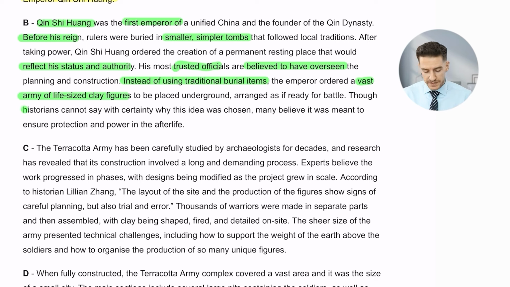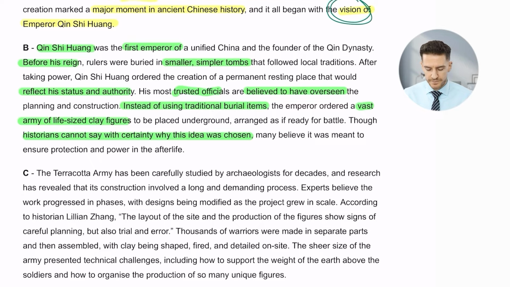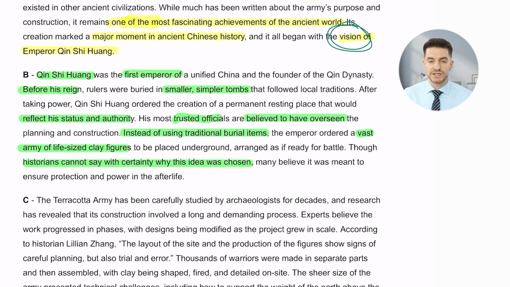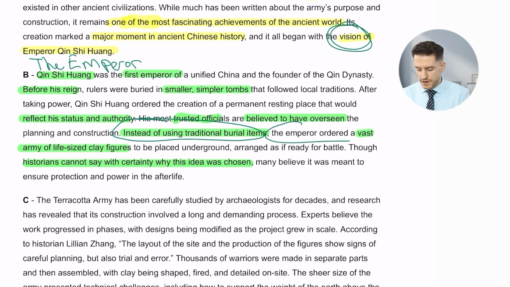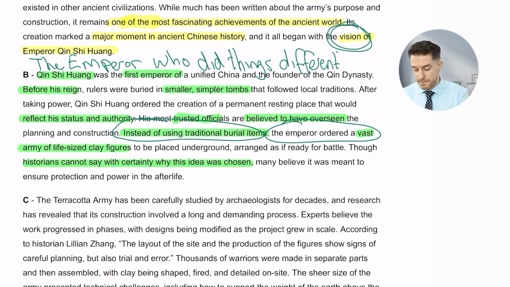So this could be important. Historians cannot say why this idea was chosen. When I look at this paragraph, what I think about is it's talking about Qin Shi Huang, so it's talking about the emperor. So I'm going to start with that. The emperor. And then it talks about how he did things differently, because look what it says: instead of using, the emperor ordered. So it's talking about what rulers or emperors normally did, and then it's saying what Qin Shi Huang did. So I'm going to call this paragraph the emperor who did things differently. That's going to be my heading.